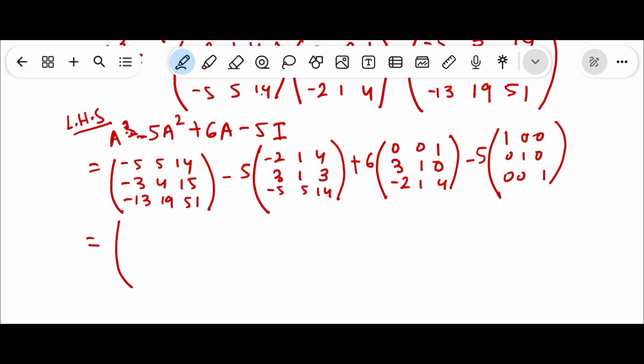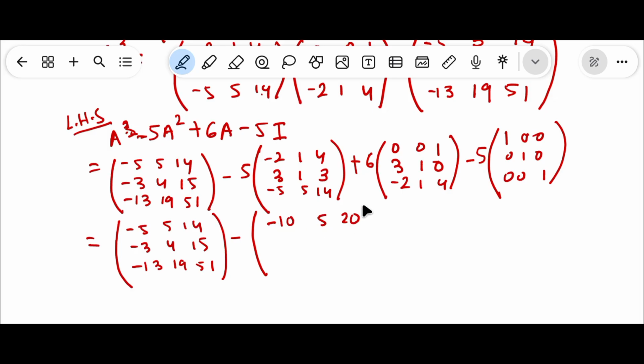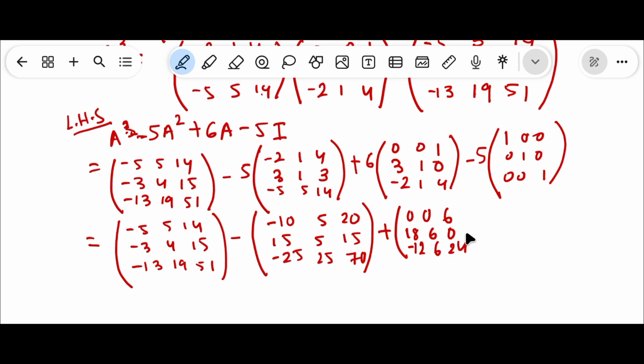So let us write this. Minus 5 5 14, then minus 3 4 15, minus 13 19 51, minus, if I multiply all the things with 5, then it is minus 10 5 20, 15 5 15, minus 25 25 70, plus 6 0 0 6 18 6 0, minus 12 6 24, minus 5 0 0 0 5 0 0 0 5.